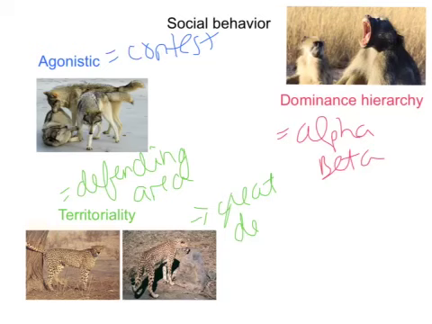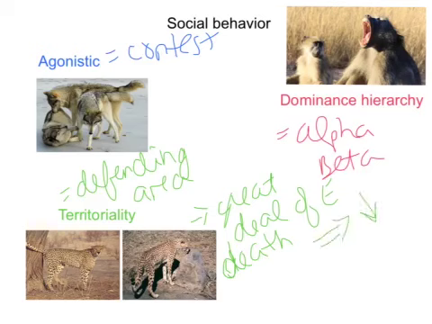Defending a territory requires a large amount of energy, and you run the risk of death. If you get in a fight over your territory, you may lose that fight. So when you're using up all that energy, as well as running the risk of death, the end result is that you have decreased your reproductive fitness. And from an evolutionary standpoint, that's no good. Remember, you want to be able to pass your genes on to the next generation.